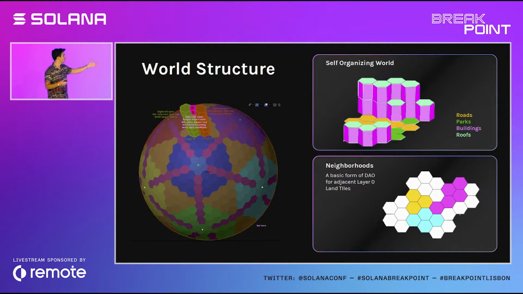And then you can have neighborhoods, which are basically a really basic form of DAOs with agent layer 0 land tiles. So for example, you and your friends have 5 tiles together and you want to have, I don't know, a Japanese theme. You can have that with your own rules and with your own stuff.